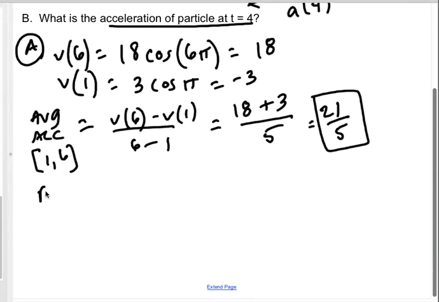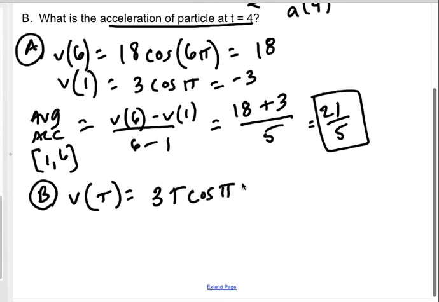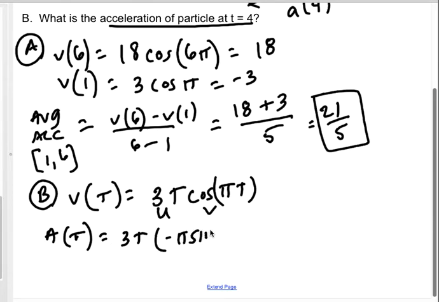instantaneous acceleration, I know that v of t was 3t cosine of pi t, right? So this is going to be a product rule. So my a of t is going to be u dv, and dv is going to be negative pi sine of pi t because of the chain rule, right? The negative sign is because of the derivative of cosine, and the pi is because you differentiate the inside, right?